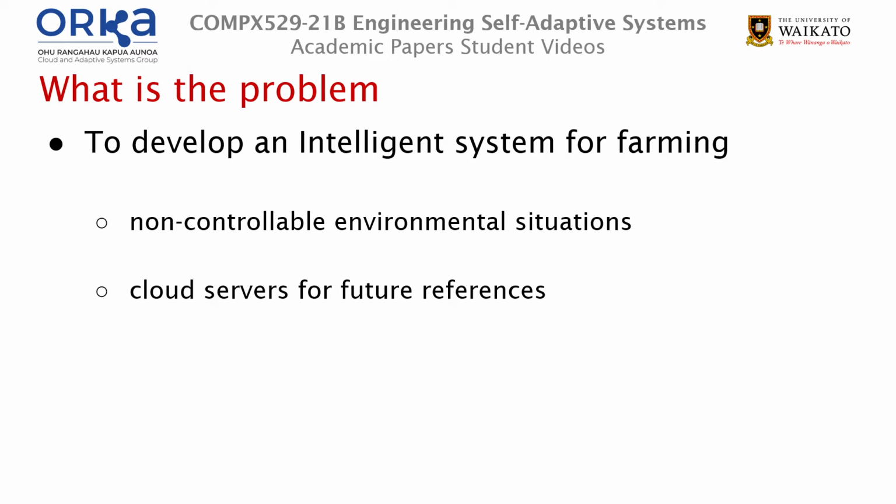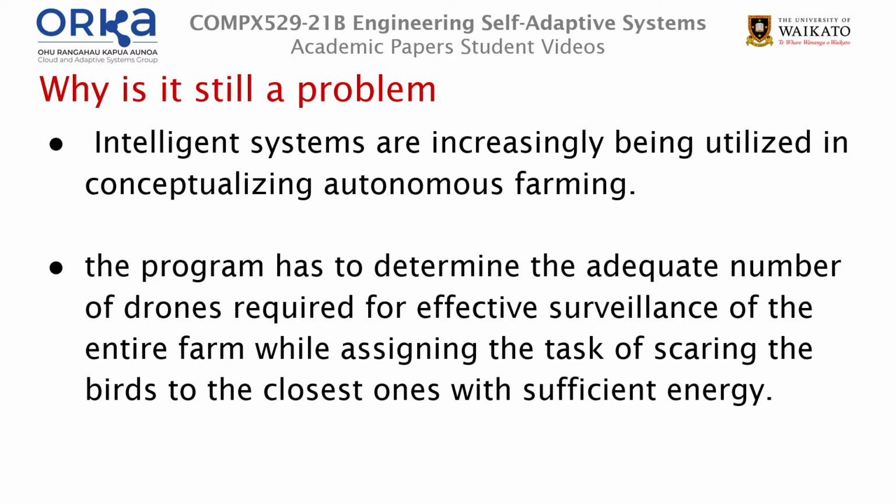Therefore, the authors of this paper cooperate autonomic system components under the trait-based component ensemble topology. As I mentioned before, the problem still exists because intelligent systems are increasingly being utilized in autonomous farming. The technology is shifting from isolated adaptive components to larger self-synchronizing systems that boost reliability while minimizing running cost.